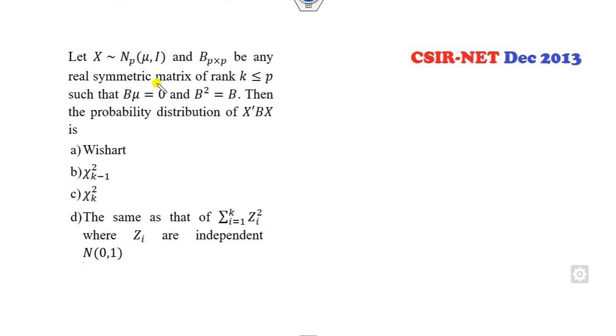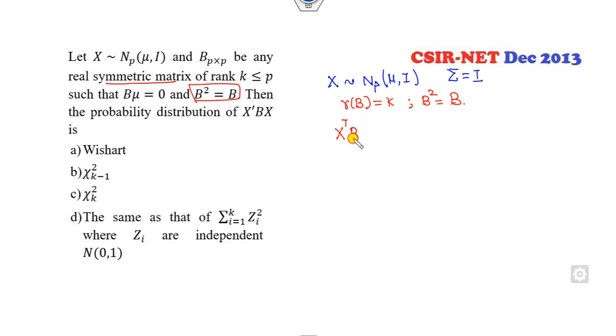Okay, look at this next one. X follows the normal distribution with the parameter of here. What does it mean? Sigma is my I. B is my real symmetric matrix such that the rank of B is given to be K and B square is my B. Then X transpose BX follows my chi-square distribution with the degree of freedom rank of B, that is my K. So this is the correct option.